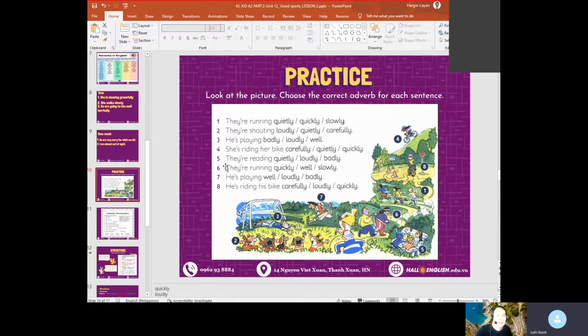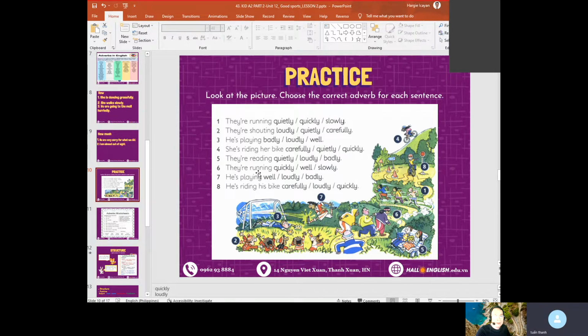Number five. They are reading. Okay, picture number five is here. So they are reading. So what is the correct adverb? Quietly, loudly, or badly? They're reading quietly. Very good.